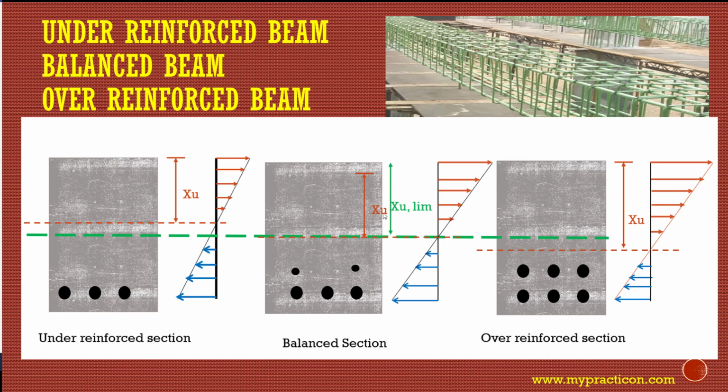So now come to the balanced section. Both concrete and steel reach the maximum strain simultaneously. Whereas in the over reinforced section, the concrete reaches the maximum strain first and then the steel. Based on this strain theory, we can also classify the under reinforced, balanced and over reinforced sections.